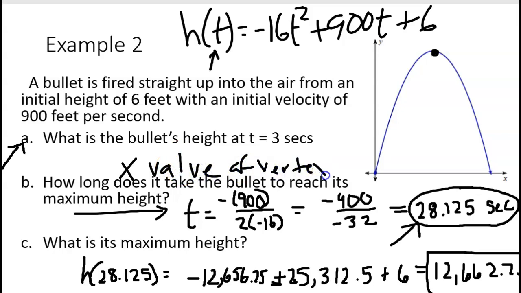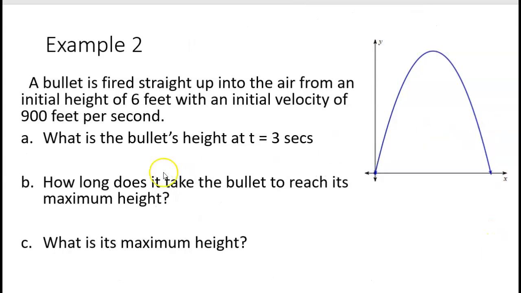When they ask you how long it takes to reach the max, they're basically just asking you for the x value of the vertex, and then you can also write down this little formula because that's what you do to get it. Okay? And then part C is asking for the maximum height, which is the y value of the vertex. And you get that by plugging in your answer from part B to the projectile equation. Okay? So, there you have it. That is how you can find the height at any given time, how you can find how long it takes to reach the maximum height, and also what the actual maximum height is.